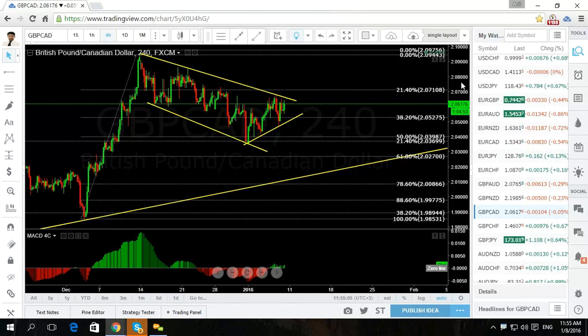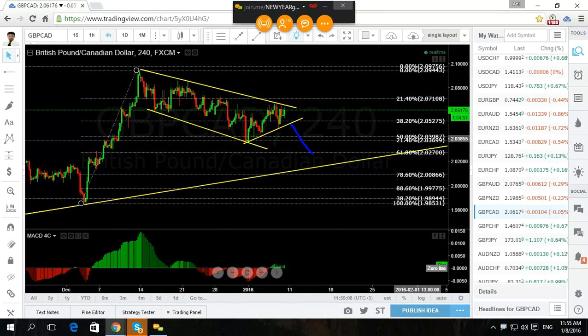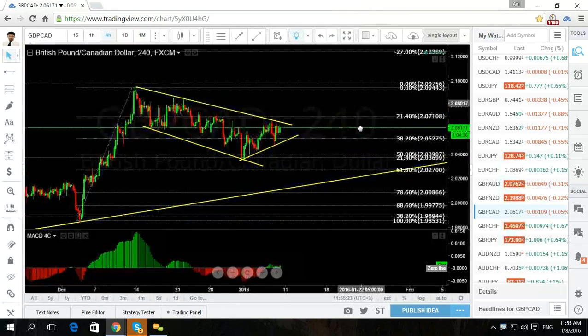So we're right now stuck in this structure. And this structure could go both ways. They could break to the downside and then go up, or they could break out here. If they break out here, I'm in the trade again. To the downside, I will see whether I like the trade. But to the upside, I'm in the trade again because there's a very, very big move to the upside.